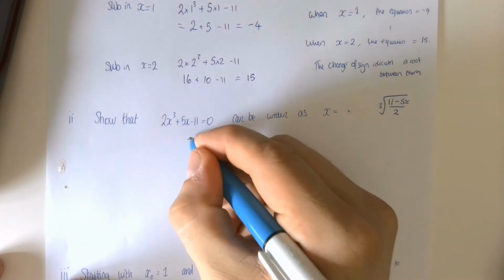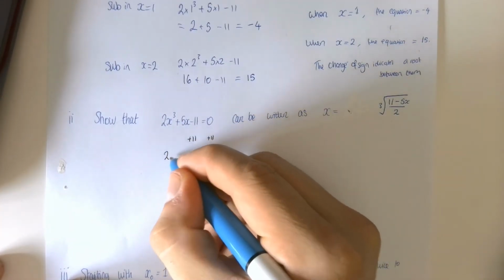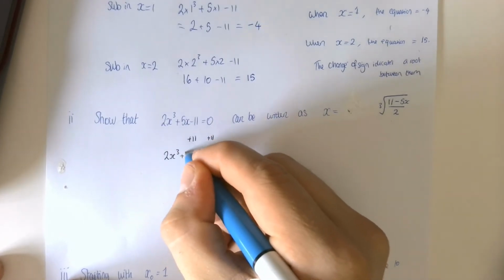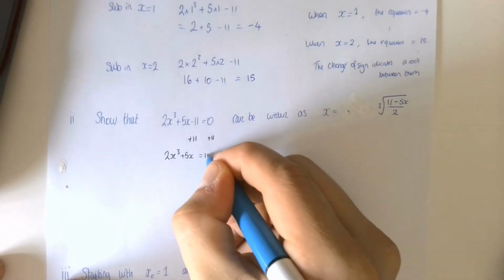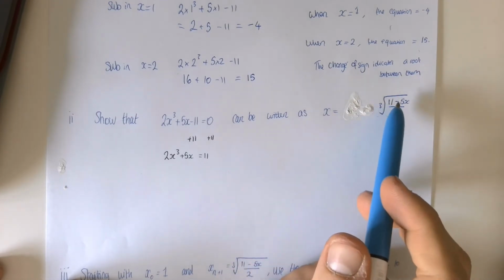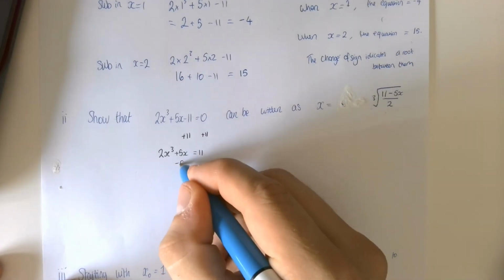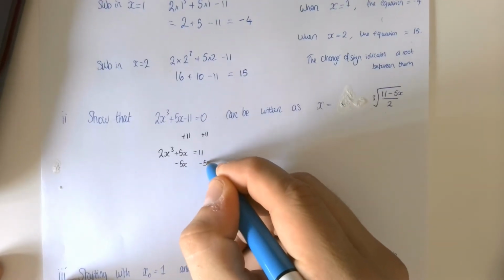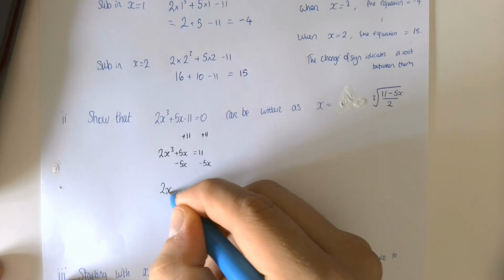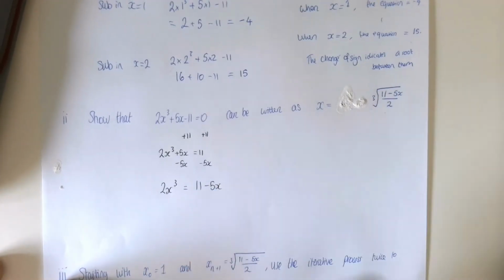So let's just try adding 11 to both sides to give me 2x cubed plus 5x equals 11. And then there's a minus 5x here. So it would work if I take 5x away. That might help me a lot. I can see that in my final answer. So 2x cubed equals 11 minus 5x.